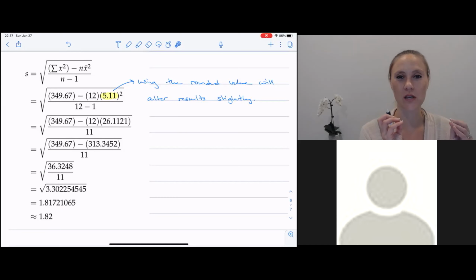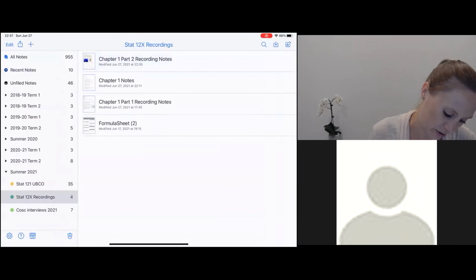Now, if we were to use the mean and the standard deviation, these rounded values, we would have to keep in mind that, okay, these are rounded values, so they're not exactly precise, but again, it's not going to make a huge difference.